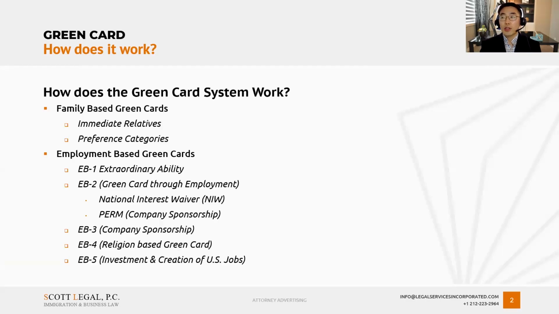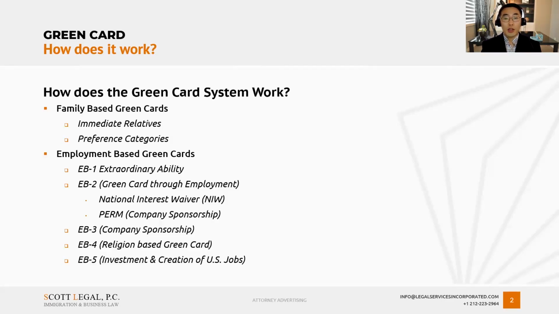So how does the green card system work in the United States? The first thing we need to talk about is how the green card system works, and then we can talk about how many subcategories and categories there are in the family-based and employment-based green card cases. The U.S. green card system is quite different from other countries. For example, in Canada, they use a point-based system, which gives points for different things like education, language abilities, work experience, and even age, and other factors.